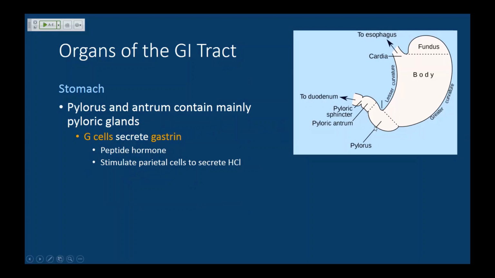The lower part of the stomach, the pylorus and the antrum, contain pyloric glands which contain G cells that secrete gastrin. Now, gastrin is a hormone of the stomach, so it travels through the circulation. It is not secreted into the stomach, but it signals the parietal cells to secrete more acid.